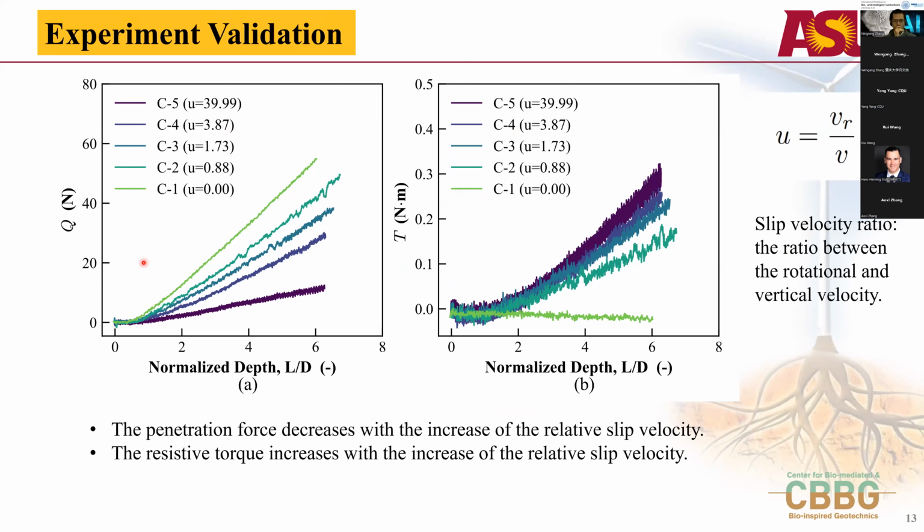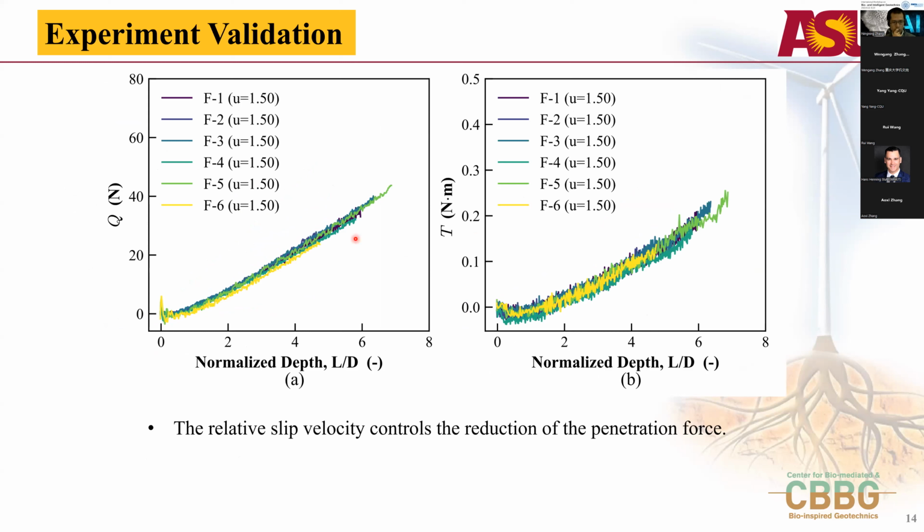So this is the penetration force, and here is the resistive torque. From the result, we can see that the penetration force increases with the penetration depth, but decreases with the relative slip velocity. Well, for the resistive torque, the torque increases with the penetration depth and the relative slip velocity.